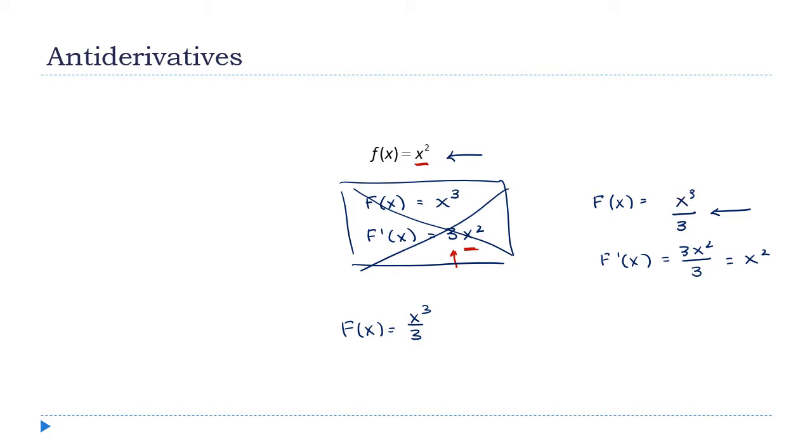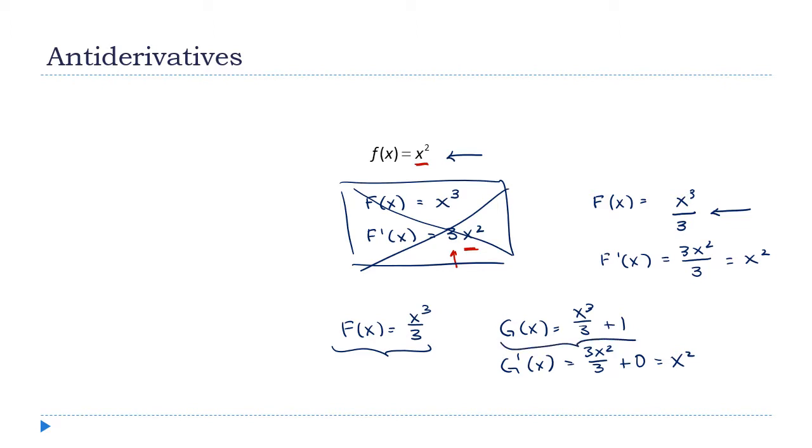Think about this. I don't want to use capital F again, but I'm going to stick with capital letters. So suppose I say G of x equals x to the third over 3 plus 1. What's the derivative of this function? Well, G prime of x is 3x squared over 3 plus the derivative of 1, that's 0. This is also x squared. So this function is an antiderivative, but so is this one.